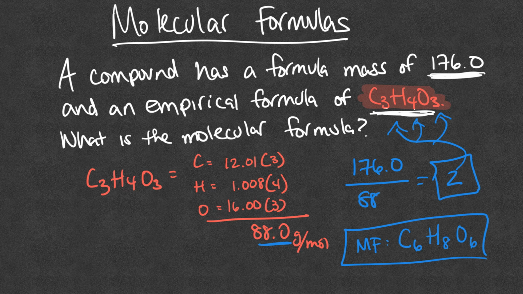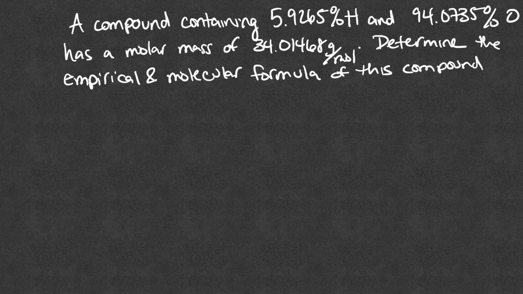So we're going to do one more example. Here's a hard problem. A compound containing 5.9265% hydrogen and 94.0735% oxygen has a molar mass of 34.01468 grams per mole. Determine the empirical and molecular formula of this compound. Here we start out with just a percent composition of this compound that contains both hydrogen and oxygen, and I'm asking you to find both the empirical and the molecular formula.